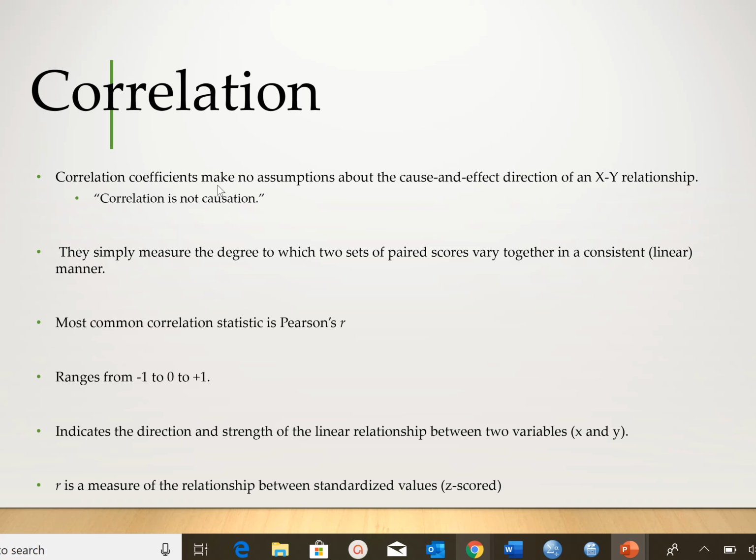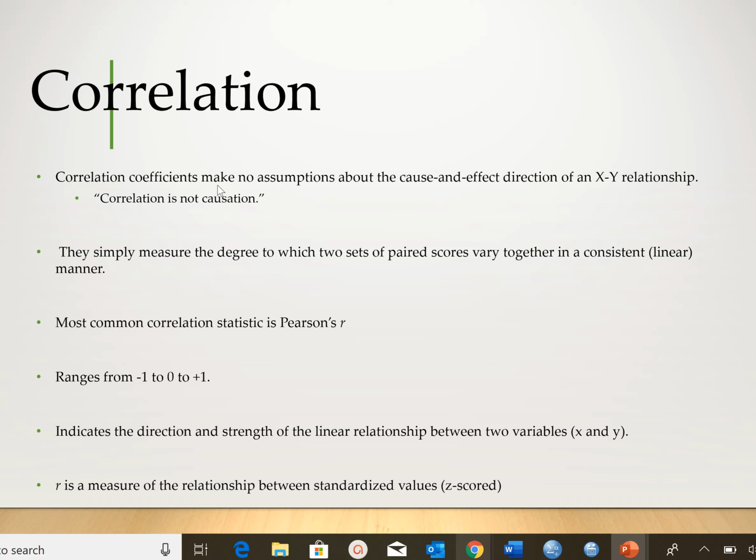Correlations are typically expressed as decimals, and if they're positive, there's typically no sign attached. If they are negative or inverse, there is a minus sign in front of the correlation to indicate that it's an inverse relationship. As I said, the number indicates the strength, and the sign, if it's negative, indicates that it's inverse. If there's no sign, it indicates that it's a positive correlation.